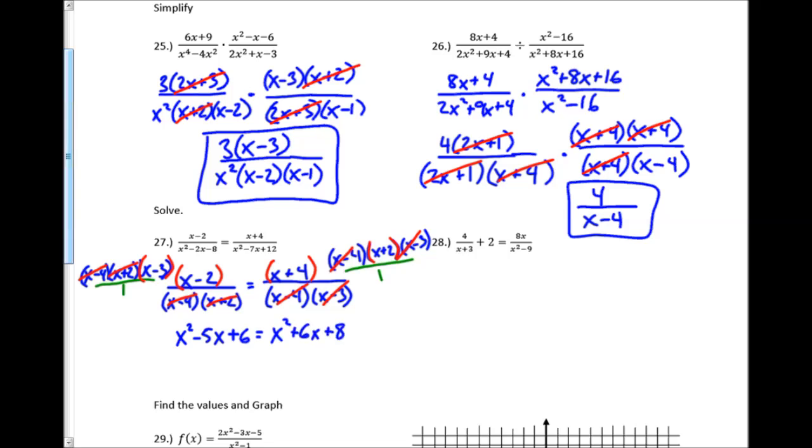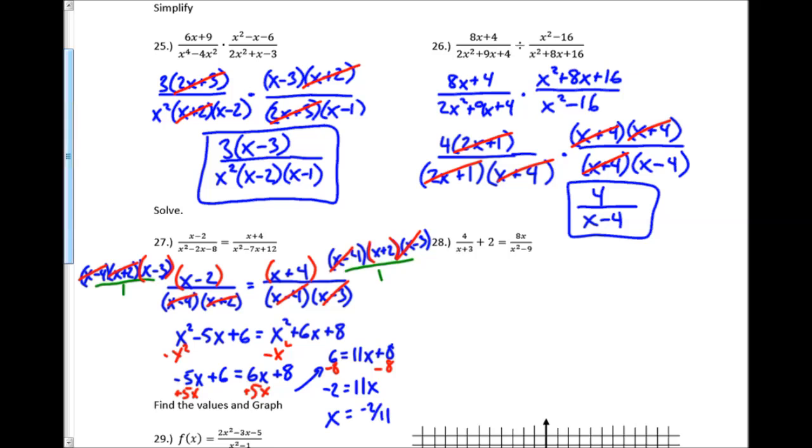And now I can go ahead and finish solving this thing. If I subtract the x squared from each side, I end up with a negative 5x plus 6 equals 6x plus 8. I'm going to rearrange this a little bit. I'm going to add the 5x to each side. So I end up with 6 equals 11x plus 8. I'm going to subtract the 8. And so this really becomes a relatively easy equation to solve once I get rid of those fractions. I'm going to find out that x equals negative 2/11.